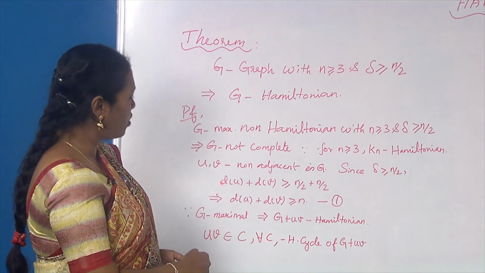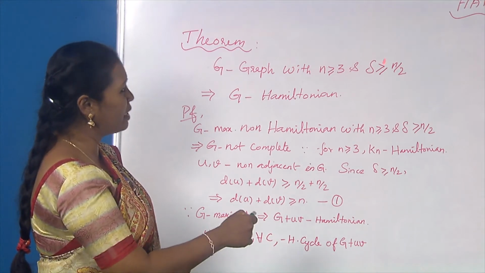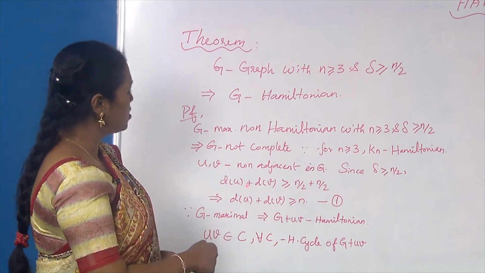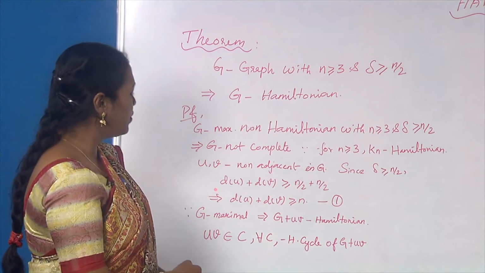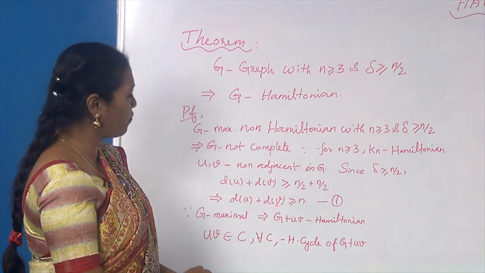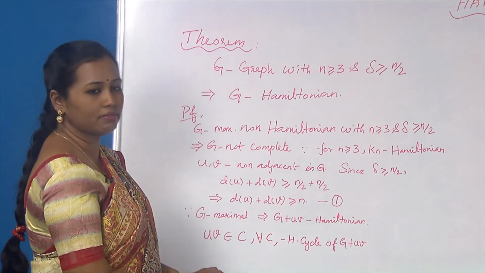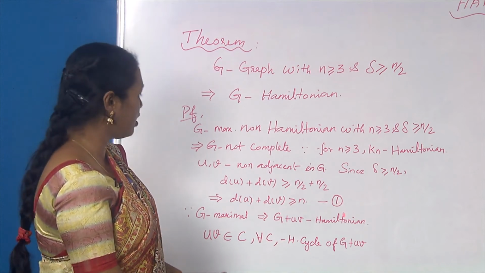We can say that the degree should exceed the minimal degree. So, minimum degree is only delta. So, d of U plus d of V is greater than or equal to n by 2 plus n by 2, which implies that d of U plus d of V is greater than or equal to n. Let us keep this as equation number 1.